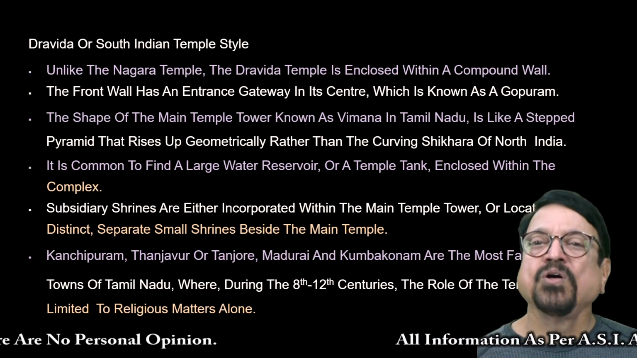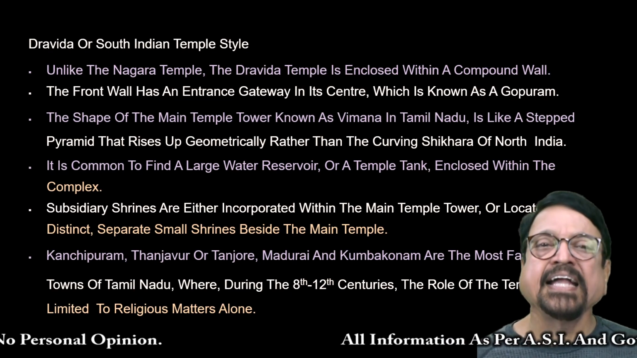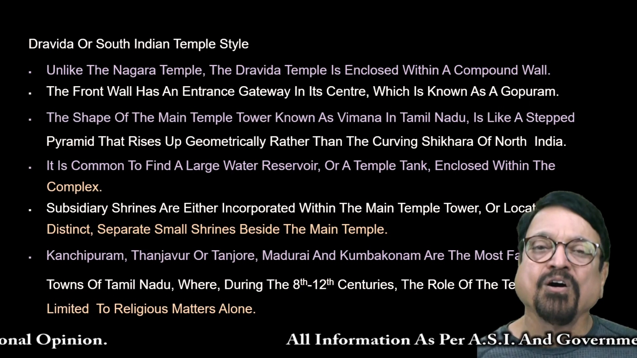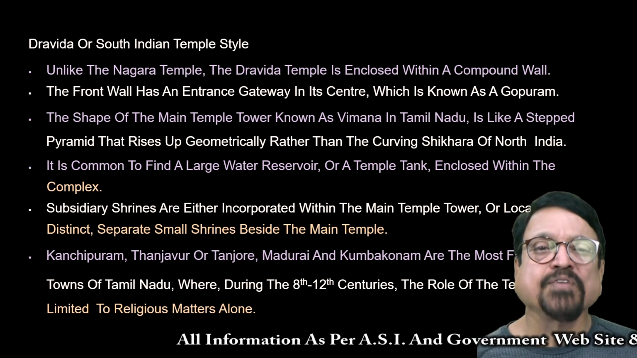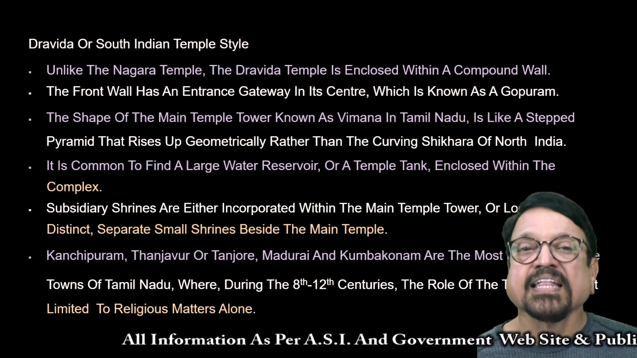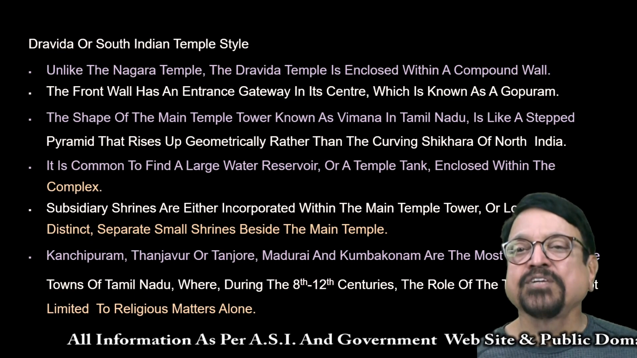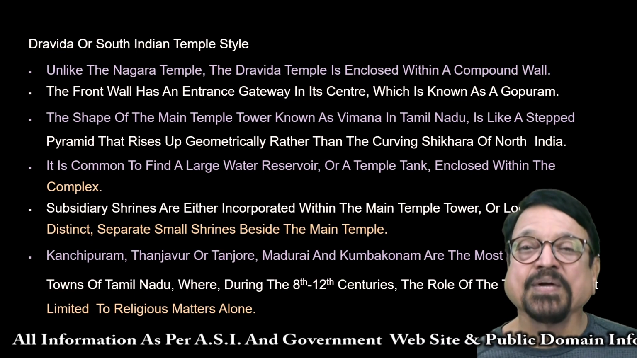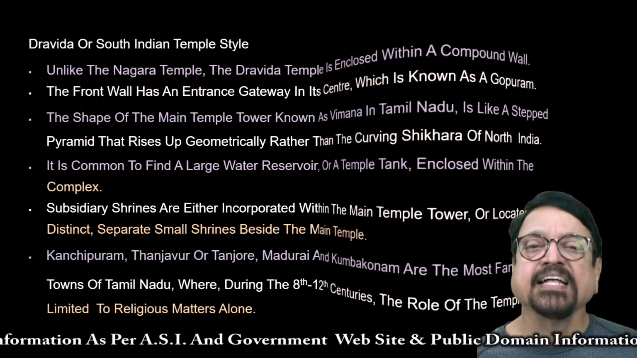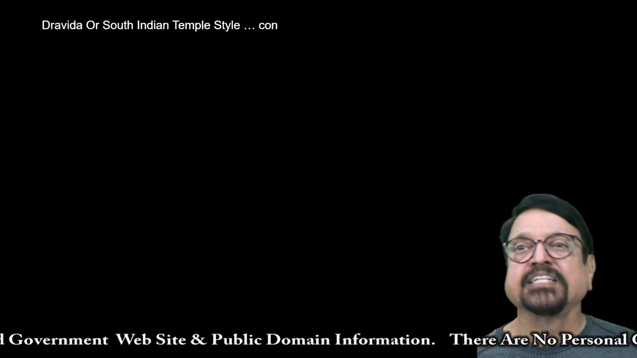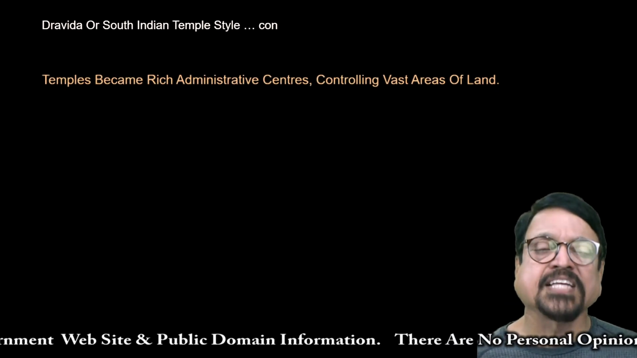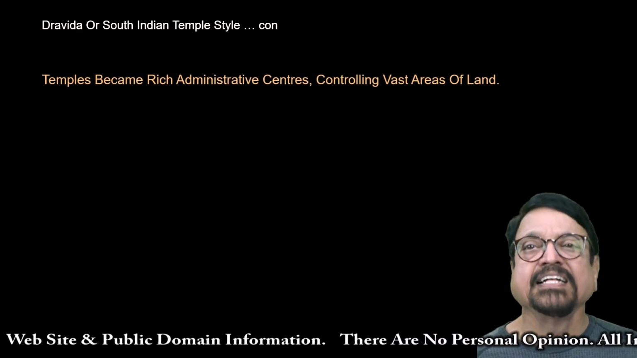Kanchipuram, Nanjavaram, or Tanjore, Madurai and Kumbakonam are the most famous temples of the Dravidian style. In the towns of Tamil Nadu, during the 8th to 20th centuries, the role of the temple was not limited to religious matters only. The temples were taking care of market, education, politics, then justice was even given by temples, Gurukuls were run by temples, all the markets were controlled by the temples. Then Dravidian or the South Indian temple style, let us continue on that line.